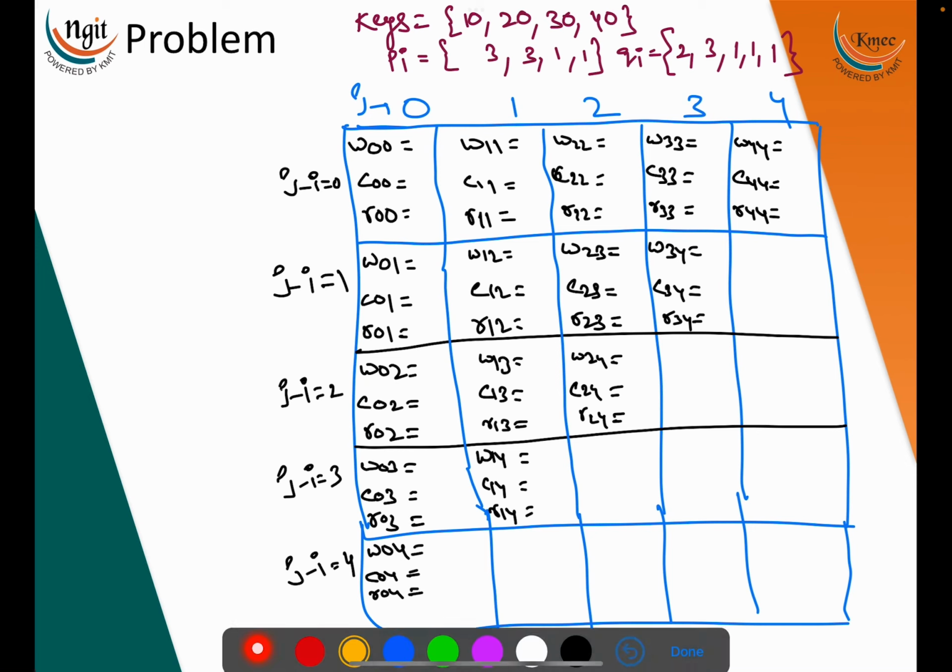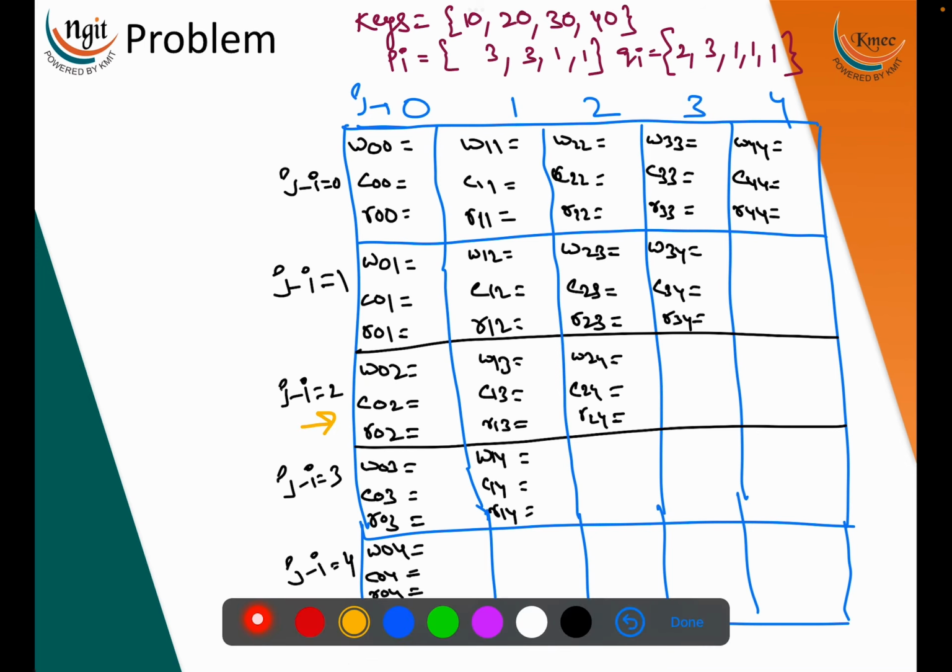That means we will calculate for this row. This row means what? Cost of 0 comma 2, cost of 1 comma 3, cost of 2 comma 4. This we will calculate. For cost of 02, I am calculating. I am just calculating for a single value in the row.